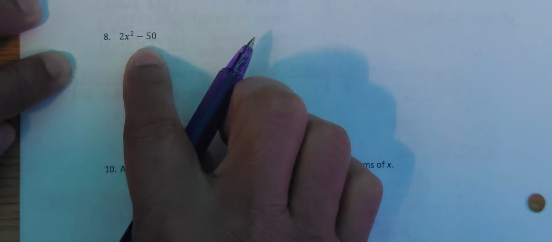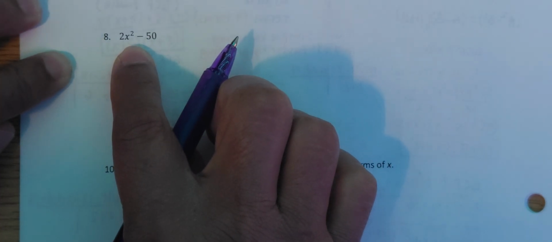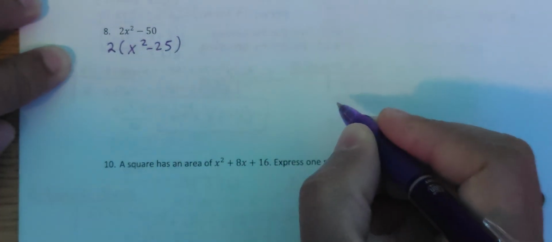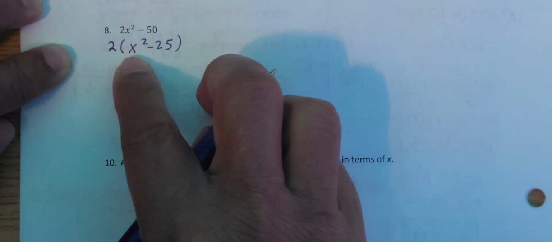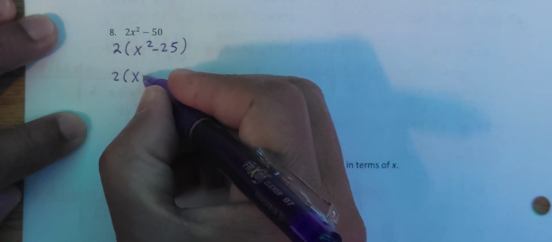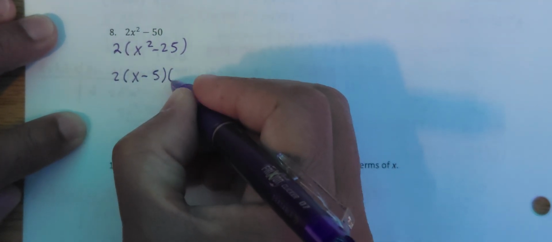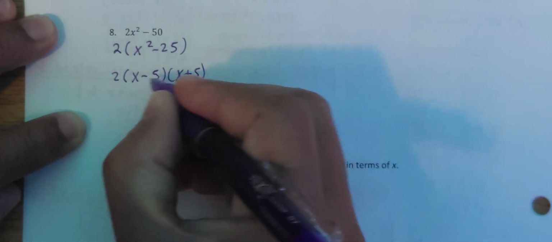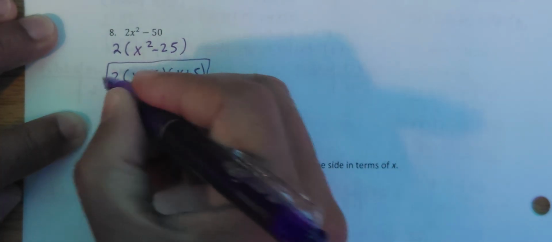Number 8. At first, we see that this is not a difference of squares, but do you see a GCF? Yeah, right, 2 goes into 50, so let's factor out the GCF of 2. So then this becomes x squared minus 25. Now notice 25 is a perfect square and x squared is a square. So then we can apply this formula, difference of squares. The square root of 25 is 5, so x minus 5 times x plus 5. And this is factored completely.